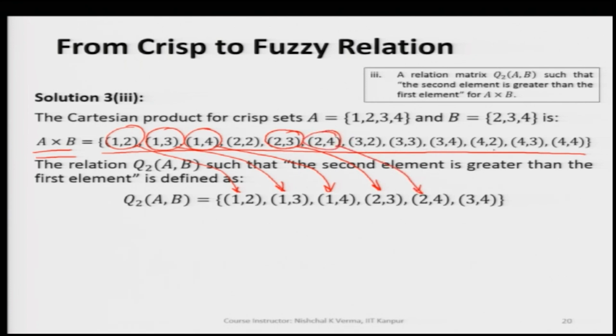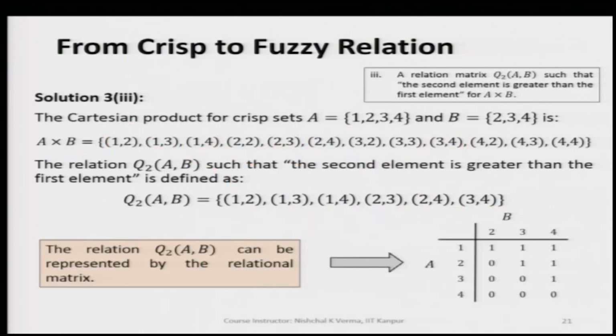Similarly, we see that here 3 4 is satisfying the condition. So, this way we see that we have 6 elements, or I would say the 6 pairs in Q 2 A comma B. The relation set Q 2 has 6 elements which satisfy the given condition, that is, the second element is greater than the first element.